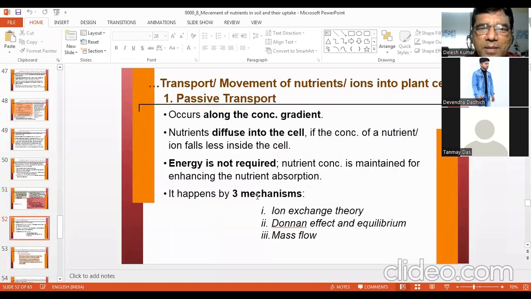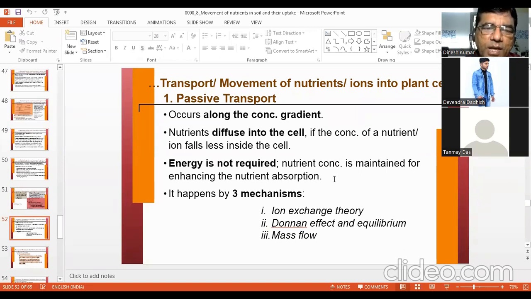So now let us see passive transport. It occurs along the concentration gradient. Nutrients diffuse into the cell if the concentration of a nutrient ion falls less inside the cell. Energy is not required. Nutrient concentration is maintained for enhancing the nutrient absorption.